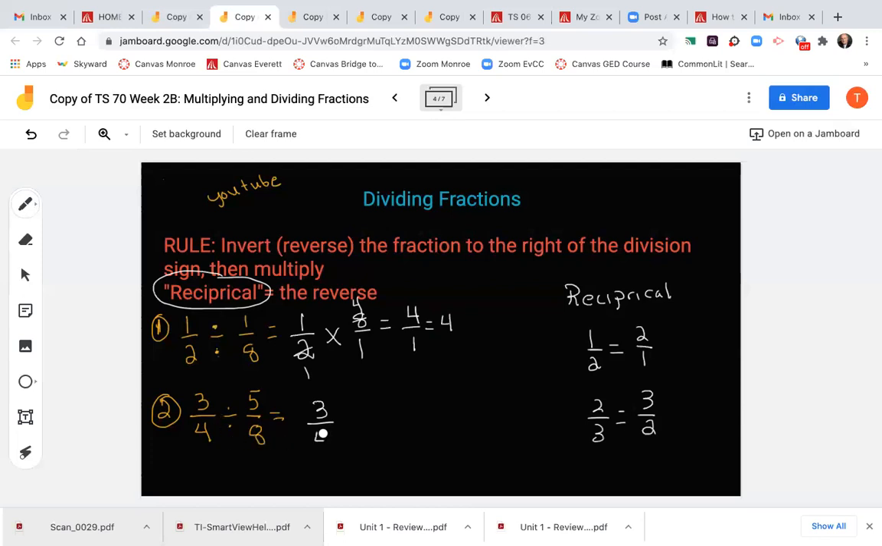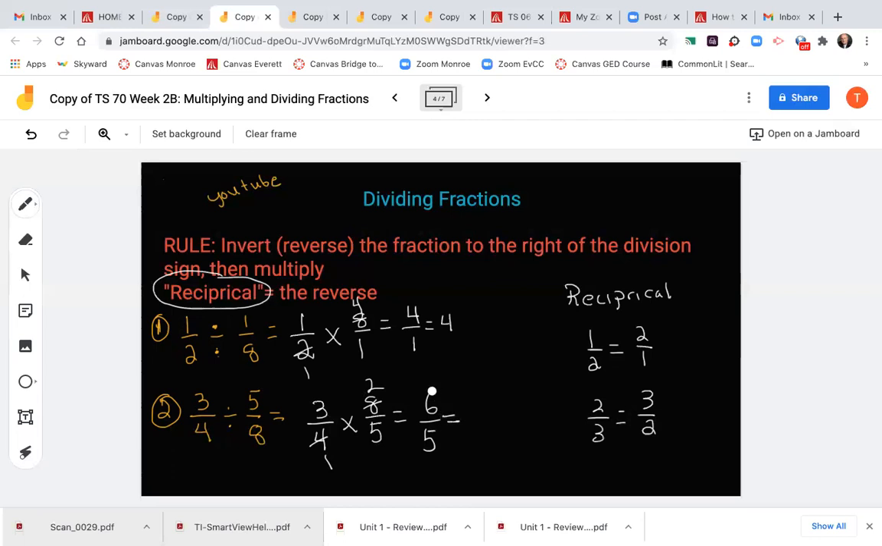3/4 stays the same times the reciprocal of 5/8, which is 8/5. Now can I cross cancel? Oh yeah. 4 goes into itself once and into 8 twice. Now I multiply straight across and I've got 6/5. 1 times 5 is 5. 2 times 3 is 6.